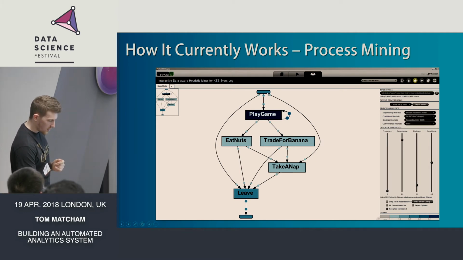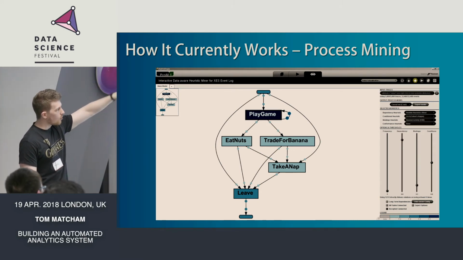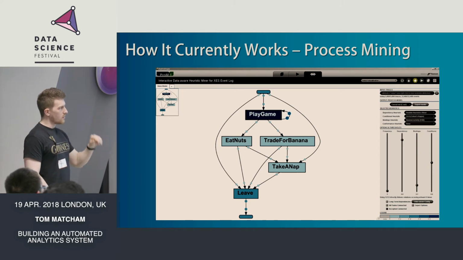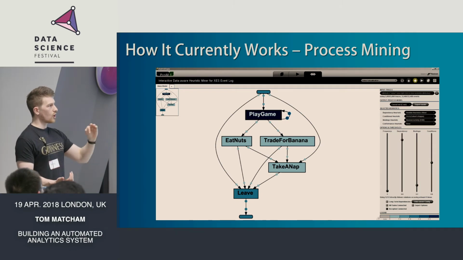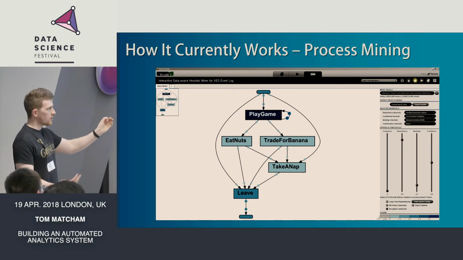So the monkey starts here, and then he has 3 choices. He can play a game where he earns nuts, he can take a nap if he's tired, or he can just leave the experiment. When he's played a game, so that would correspond to him moving from the start point to the play game event, he can play more than one game. A weakness of process models is that they provide no information about how many times an event can occur in a loop. But it's identified the fact that the monkey can play multiple games.